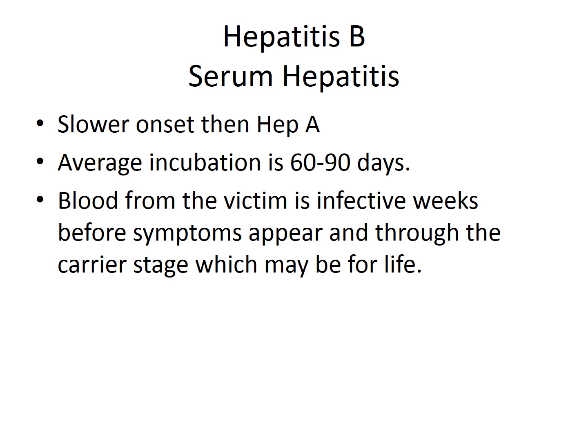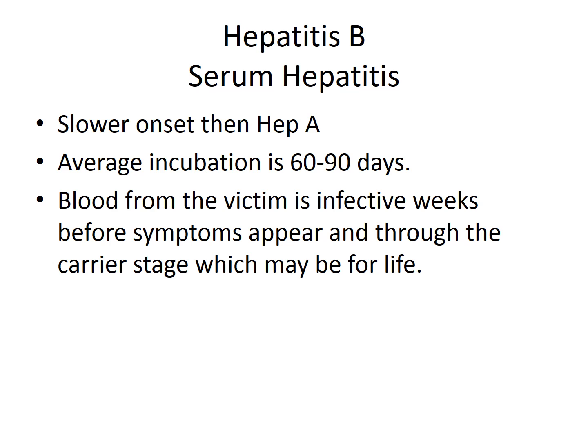Okay, so remember hepatitis A we called what? Infectious hepatitis, so that's more of an infection. Hepatitis B is called serum hepatitis. It's a much slower onset. The average incubation can be anywhere from 2 to 3 months.